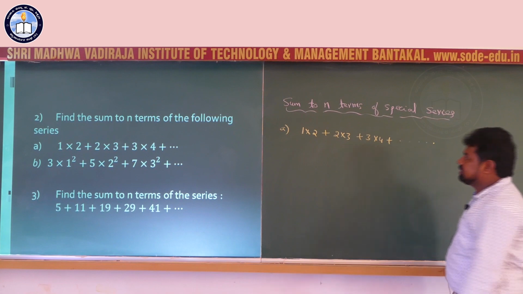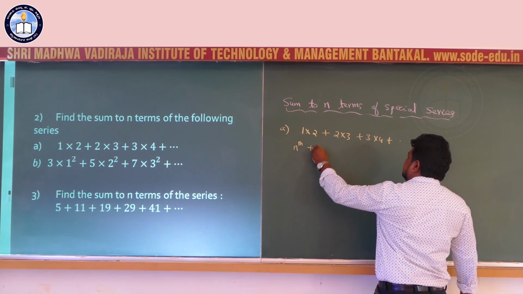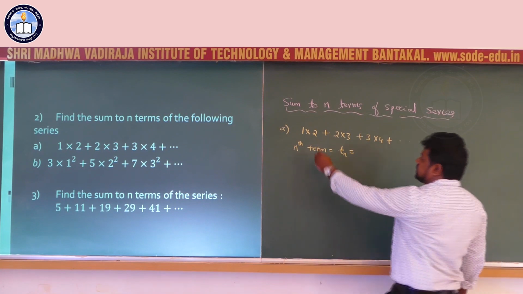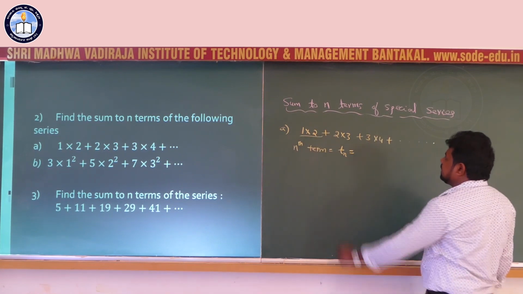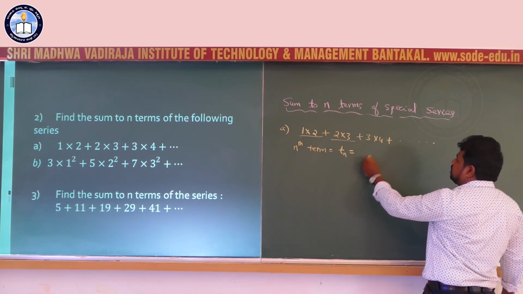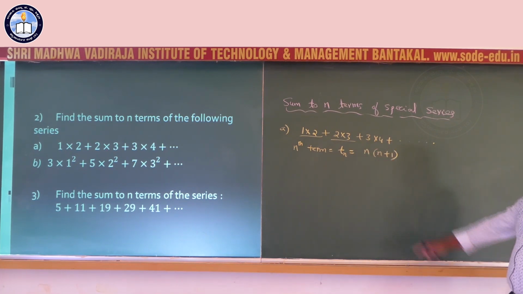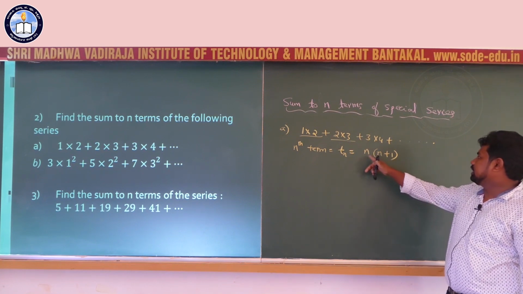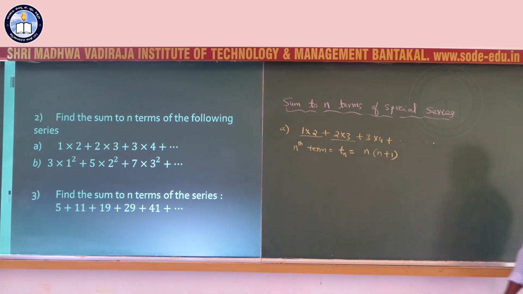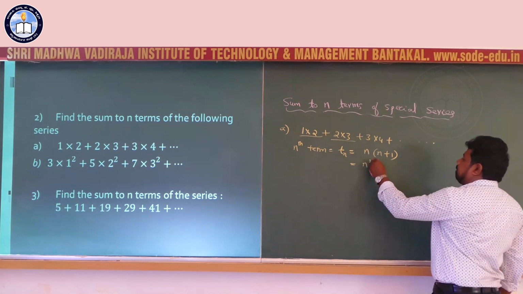Here we can write the nth term. Nth term of the given series, that is equal to Tn. First term 1 into 2, second term 2 into 3, third term 3 into 4. So nth term n into n plus 1. Take n equal to 1, 1 into 2; n equal to 2, 2 into 3; n equal to 3, 3 into 4, like that, nth term n into n plus 1. That is equal to n square plus n.